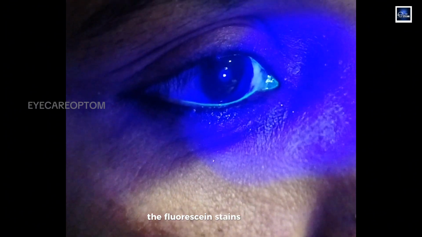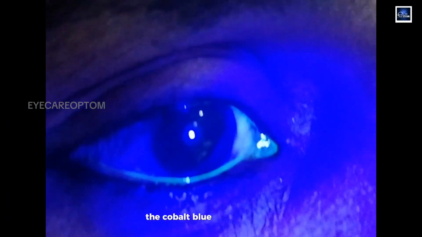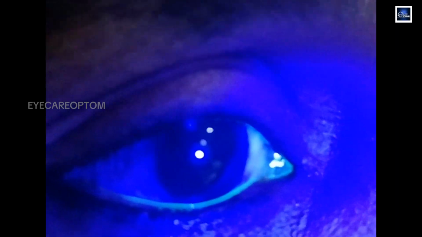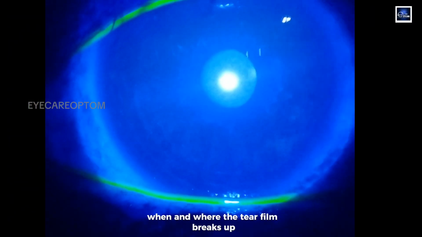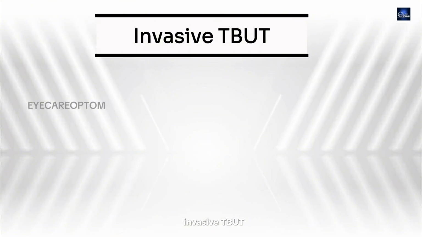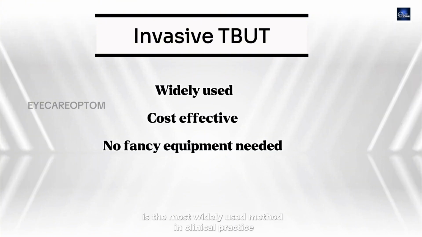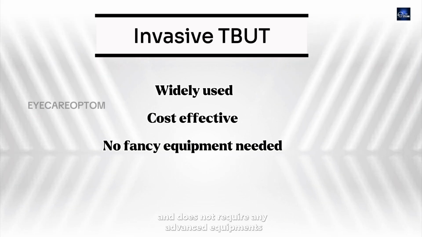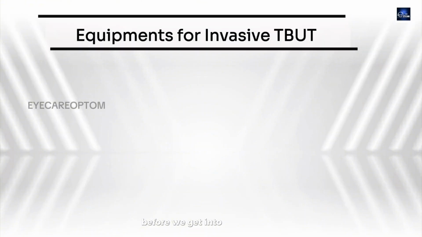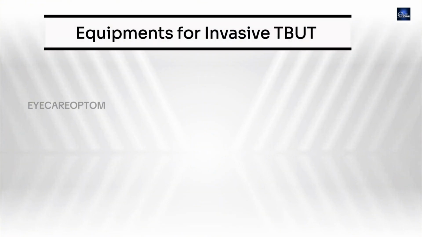The fluorescein stains the tear film, making it visible under the cobalt blue filter of the slit lamp, so we can clearly observe when and where the tear film breaks up. Invasive TBUT is the most widely used method in clinical practice because it's simple, cost-effective and does not require any advanced equipment. Before we get into the procedure, let me list the equipment you need for invasive TBUT.